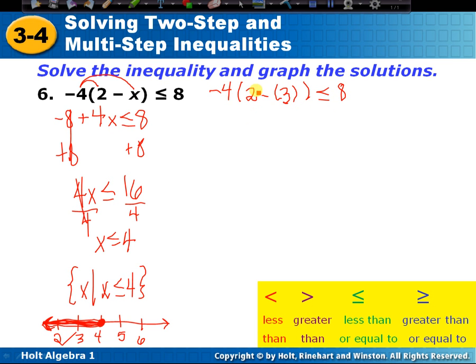So what I have here is negative 4, open parentheses, 2 minus 3, close parentheses, is less than or equal to 8. Now I'm going to work what's in the parentheses first, because that's what the order of operations tells me to do. So I have 2 minus 3, which gives me negative 1. It's in parentheses. I have negative 4 outside the parentheses, and then an 8 on the other side. Negative 4 times negative 1 gives me positive 4. Positive 4 is less than or equal to 8, it's less than 8. So that does check out. It is a true statement. Make sure that you have all of this work copied down before you move on.